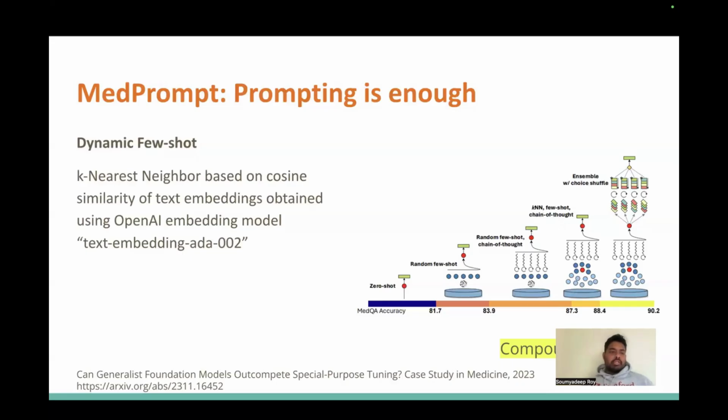So this introduced the concept of dynamic few shot, where they used the OpenAI embedding model to embed the query as well as the few shot examples, and they take, say, the top k nearest neighbors, based on cosine similarity, right? And so for each query, the examples in the context are different, and closer to what the query is, and this was shown to improve the performance. So zero shot, to random few shot, to random few shot chain of thought, then you have KNN few shot and chain of thought, right?